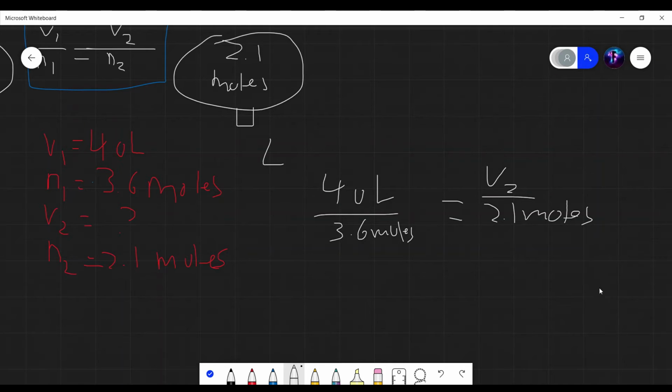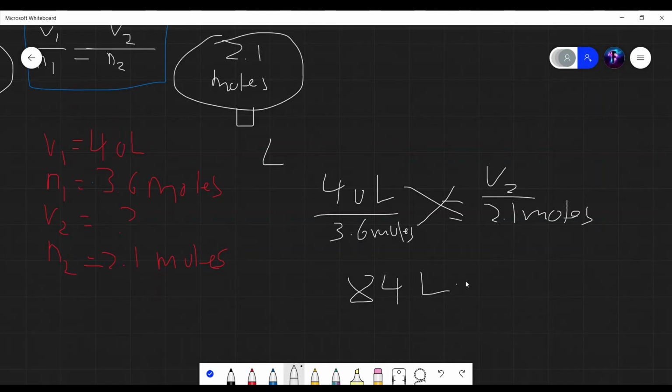Okay, now we're going to cross multiply, this with this and that with that. So 40 liters, I have my calculator, 40 liters times 2.1, which is 84. 84. And this is the part that I was talking about before you went to the question part.